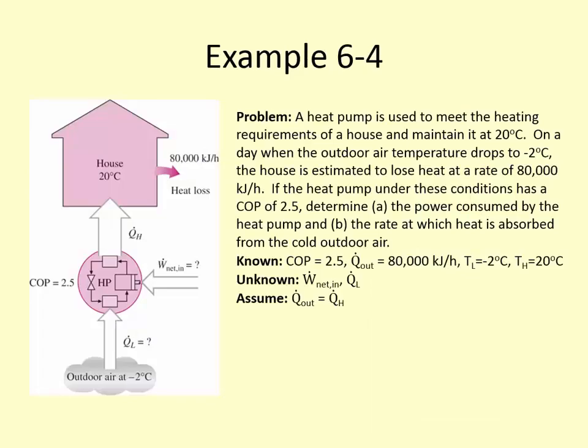All right, so let's do another example, very similar to the first one, but in this case it's a heat pump instead of a refrigerator. We have a home that's maintained at 20 degrees Celsius on a day when the outside air temperature is -2 Celsius. The house is estimated to lose heat at a rate of 80,000 kilojoules per hour. If the heat pump under these conditions has a COP of 2.5, determine the power consumed by the heat pump and the rate at which heat is absorbed from the cold outdoor air.